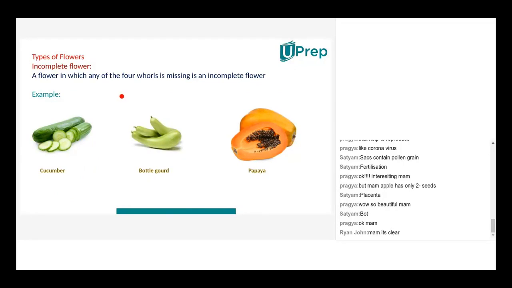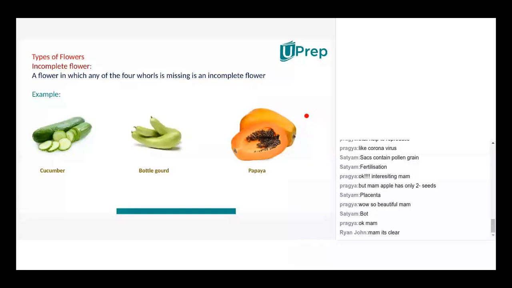Okay. Now going to incomplete flowers. What are incomplete flowers? They will have one thing missing. They will have either stamen or pistil. Examples are cucumber, bottle gourd, that is lauki, and papaya. These are examples of incomplete flower. Just to give you an example of a papaya tree. Many a time what happens is that farmers plant papaya. Papaya farmers will have a field full of papaya plants.